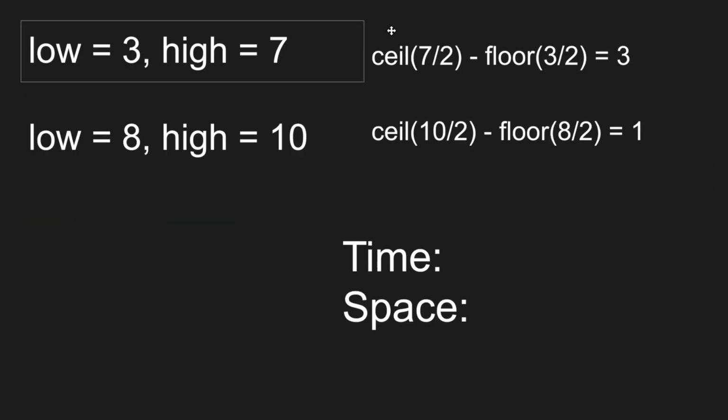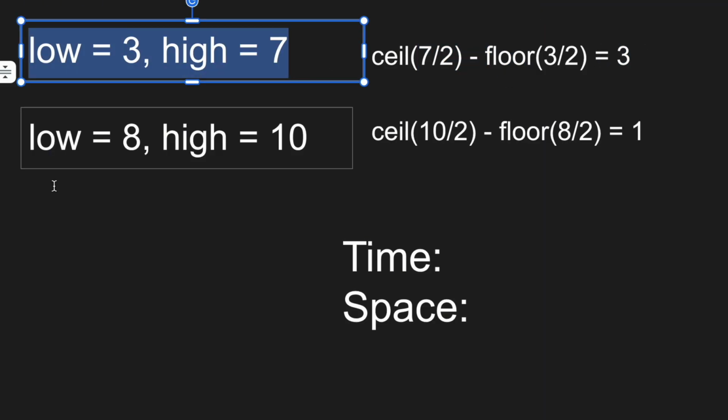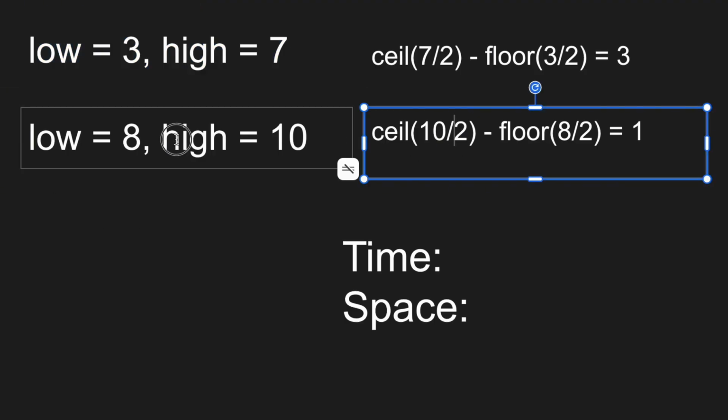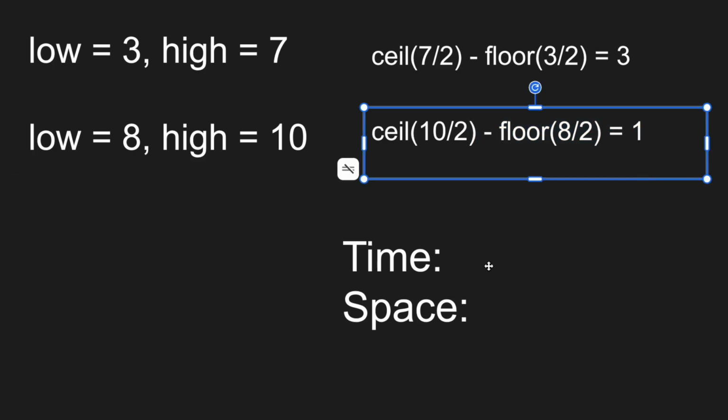So then we can look at some examples here. Ceiling of 7 divided by 2 minus floor of 3 divided by 2 is 3, and it's 3, 5, and 7 within this range. And if you look at this example, ceiling of 10 divided by 2 minus floor of 8 divided by 2 is 1. And there's an odd number 9 within this range, so this returns 1 as well.